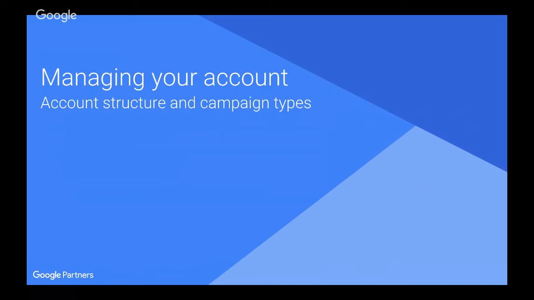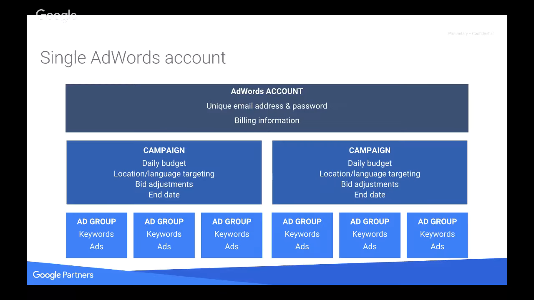Wow, after we've spoken a lot about how much AdWords costs and how to optimize your bids, let's have a look at your account structure. So your AdWords account is essentially an overarching entity, right? That is where you set your billing information, you house various campaigns in it, and you have your unique email address and password that you sign in with. Within this, you can have multiple campaigns.